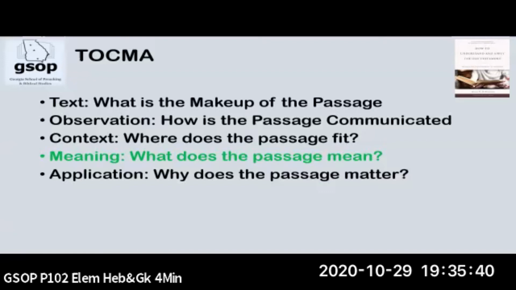Let's look at Luke 9, verses 30 through 31, very quickly. Luke 9, verses 30 through 31. Well, that's not right.